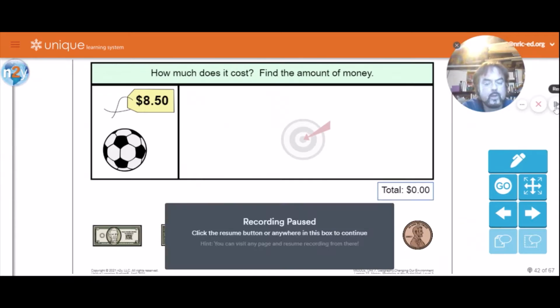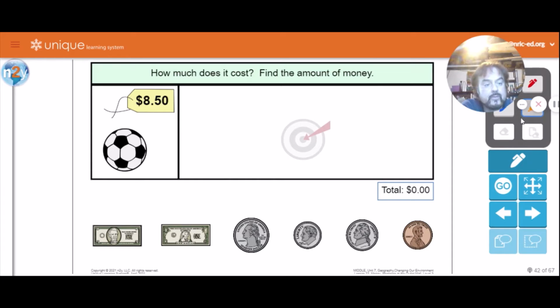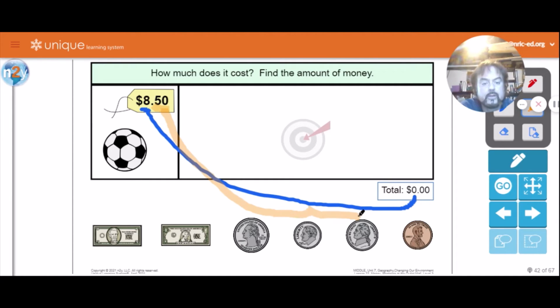All righty. Our next item up for bid is a soccer ball. Exciting. All right. And it's $8.50. So we need to make $8. And it's going to be very much like we made the $7 in the last example, except it's going to take an extra dollar to make it. So, a simple one.